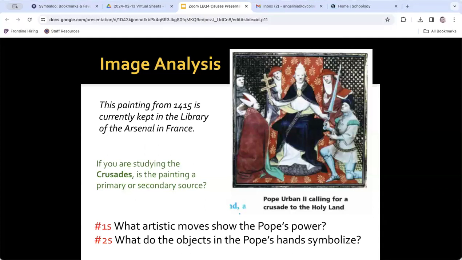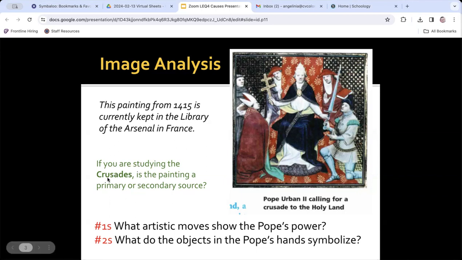This is kind of a tricky question, so let's see what you're thinking. Type into the chat whether you believe that this is primary or secondary. A lot of us are saying primary, and there's logic to that, but you're wrong.